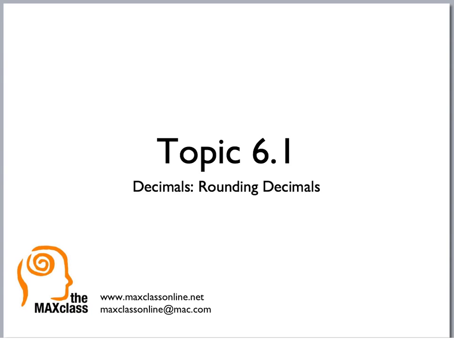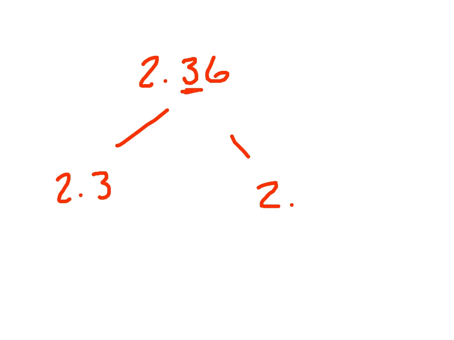6.1, rounding decimals. When you're rounding decimals, it's the same thing as when you're rounding whole numbers. You always pretty much need to look at the digit that is to the right. So if we are going to round this to the nearest tenth place, the 3 is in the tenth place, we have two choices. It's either going to stay 2.3, or 2 3/10, or it's going to become 2 4/10. It all depends on the number that is to the right of what we're doing.